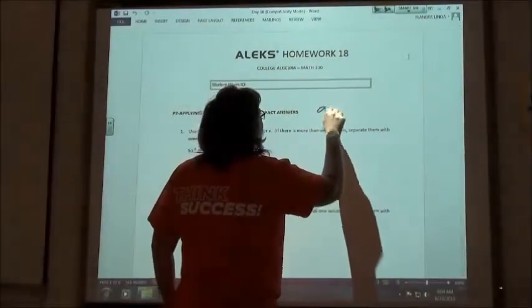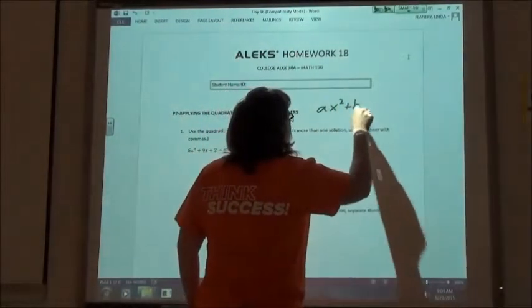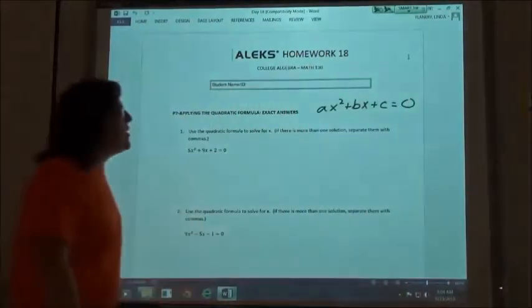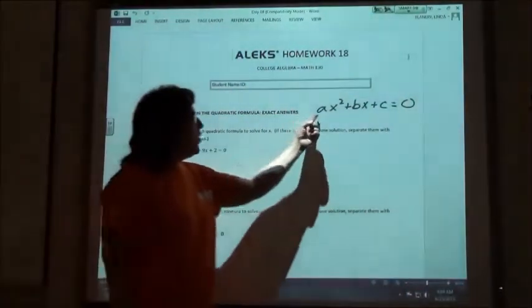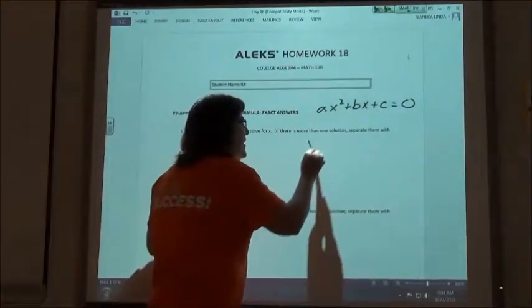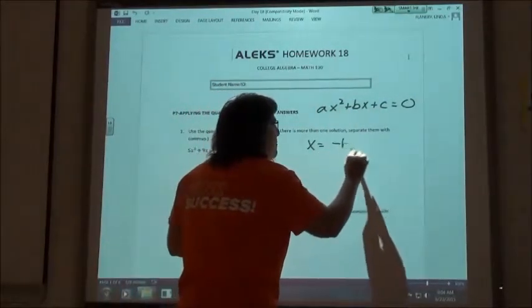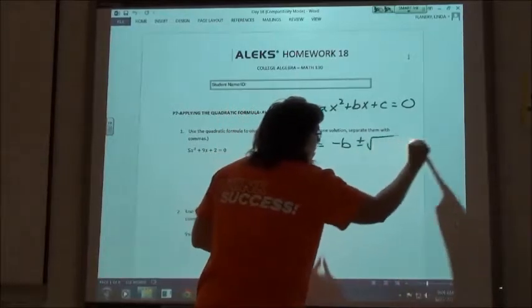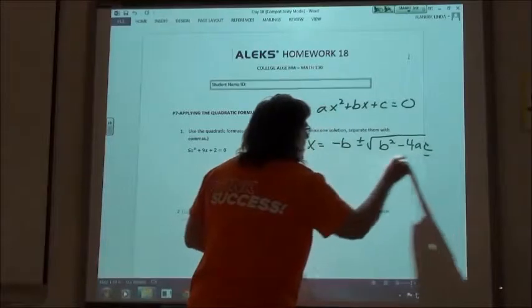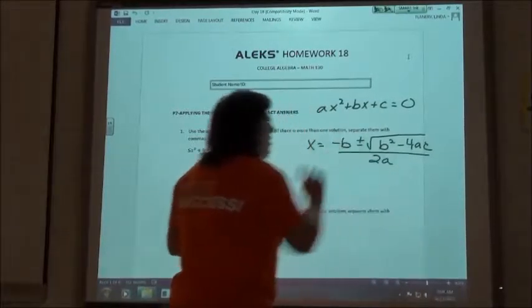If I have ax squared plus bx plus c equals 0, my quadratic equation in standard form, the coefficients are the a, b, and the c, and that x is equal to negative b plus or minus the square root of b squared minus 4ac all over 2a.